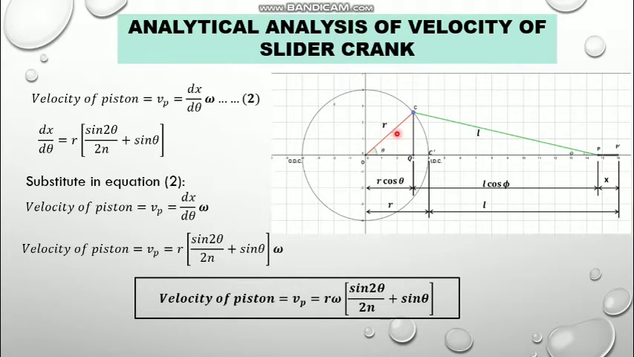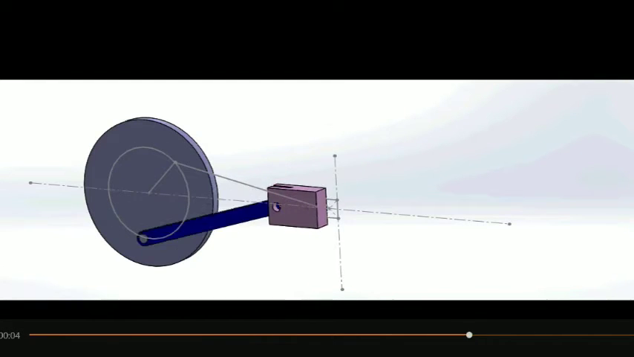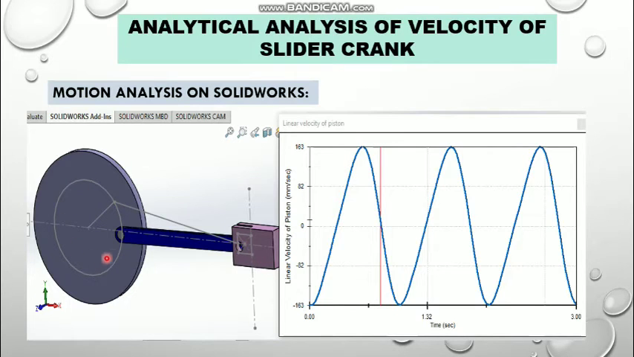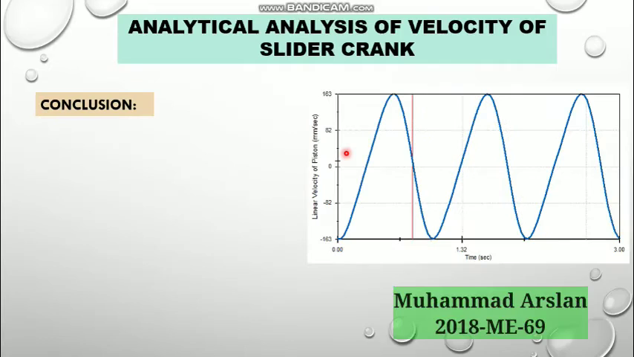So let's move towards the plot of the velocity diagram of the slider crank mechanism. This is the 3D animation of the slider crank mechanism, which is made on SolidWorks. The connecting rod moves along the circular path. We got this plot of linear velocity, which is for a 6-second time interval. So let's move towards the conclusion of the velocity section.